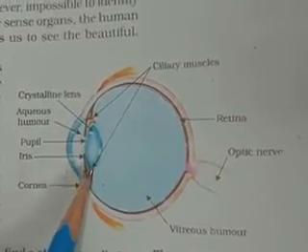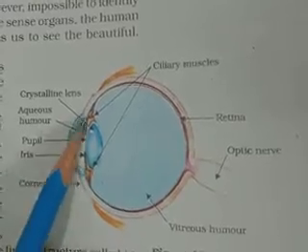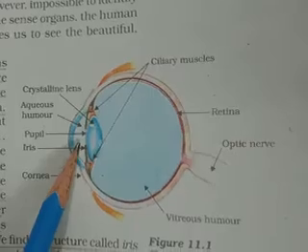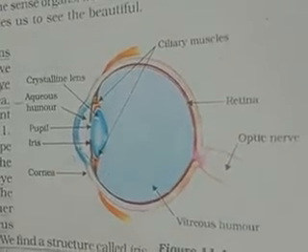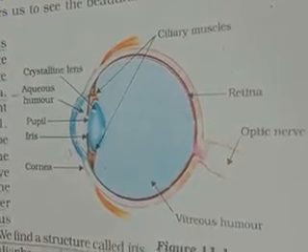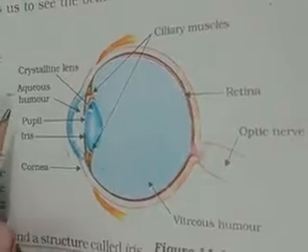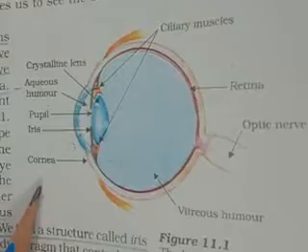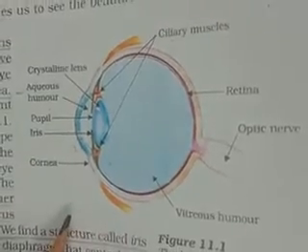Behind the cornea there is the iris, and the central part is the pupil. Two types of fluid are present in the human eye. One is the aqueous humor, another is the vitreous humor. These help the eyeball to rotate.